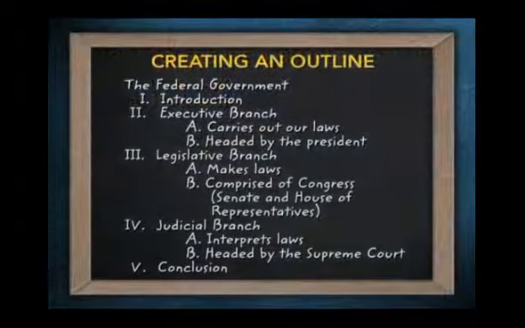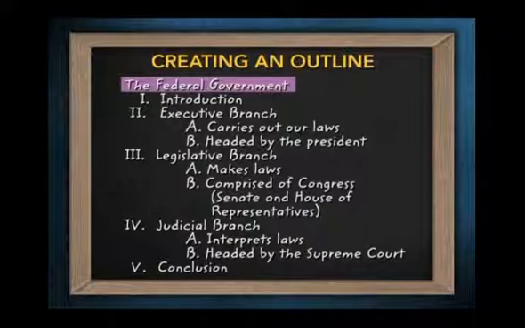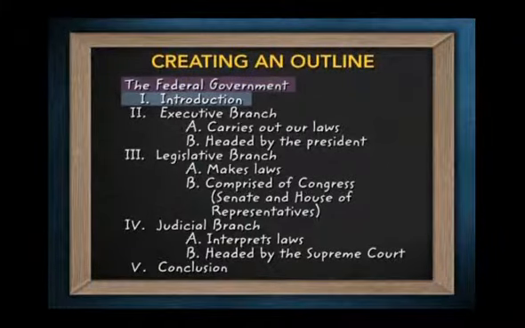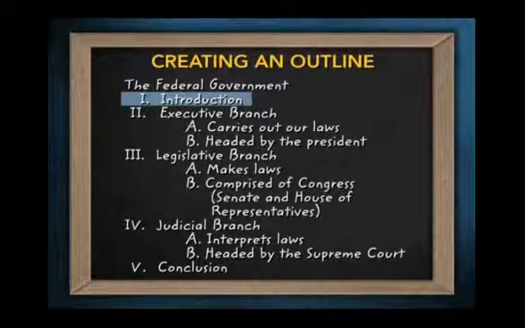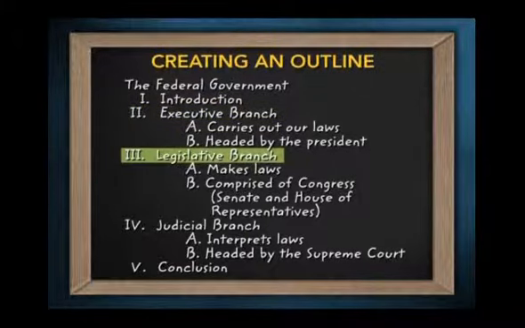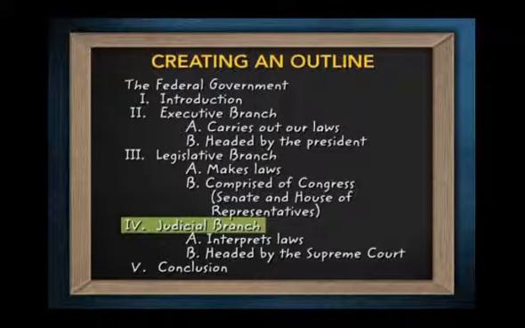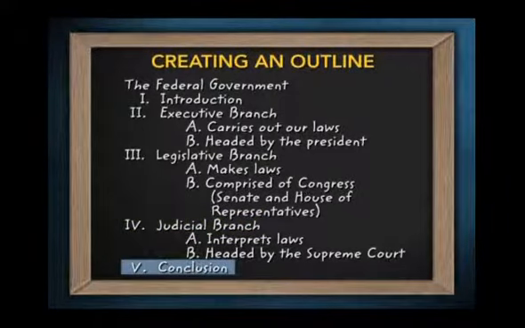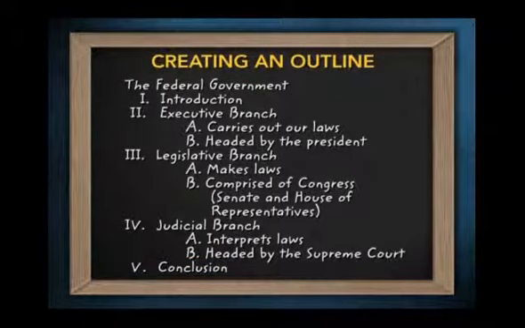Here's my finished outline. My title is the federal government because that's my method of organization. Roman numeral 1 is the introduction, as I mentioned earlier. Roman numeral 2 is the executive branch. Roman numeral 3 is the legislative branch, and Roman numeral 4 is the judicial branch. Roman numeral 5 is my conclusion. Now, I could have arranged 2, 3, and 4 any way that made logical sense to me. I chose to put the executive first, the legislative second, and the judicial third.